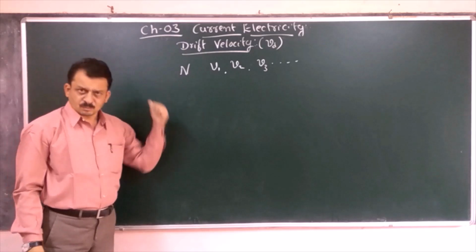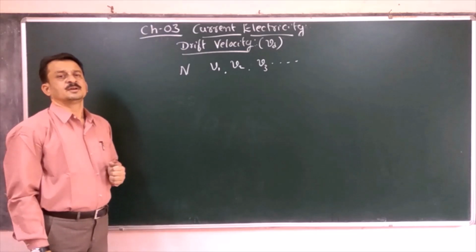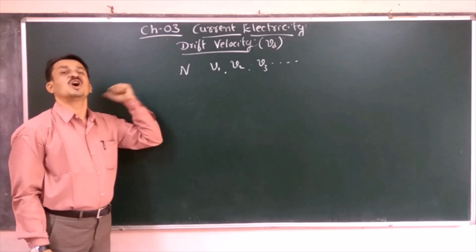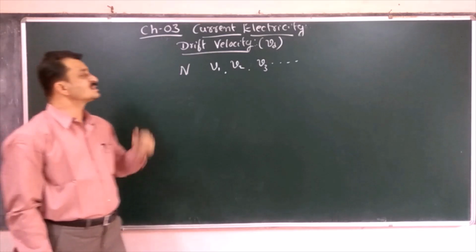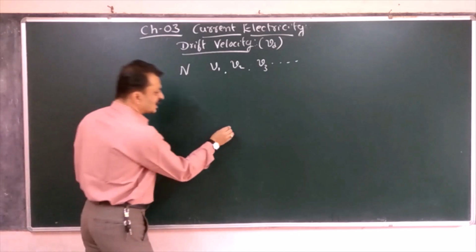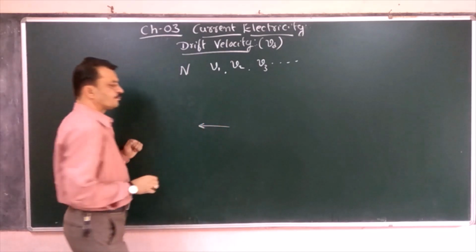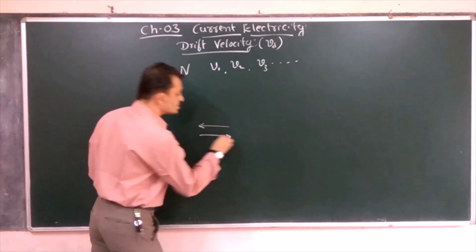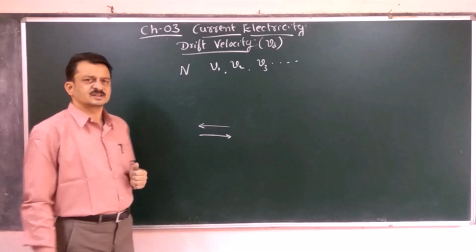Since they are in random motion, the average velocity of all the electrons is 0. Why is it 0? The electrons traveling in one direction have the same number of electrons traveling in the opposite direction. That we have already studied.